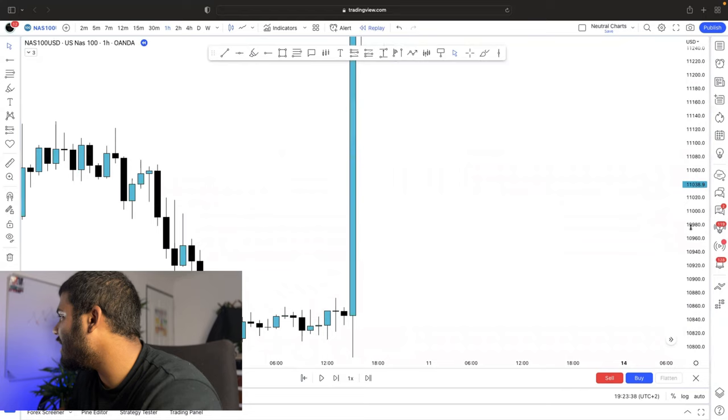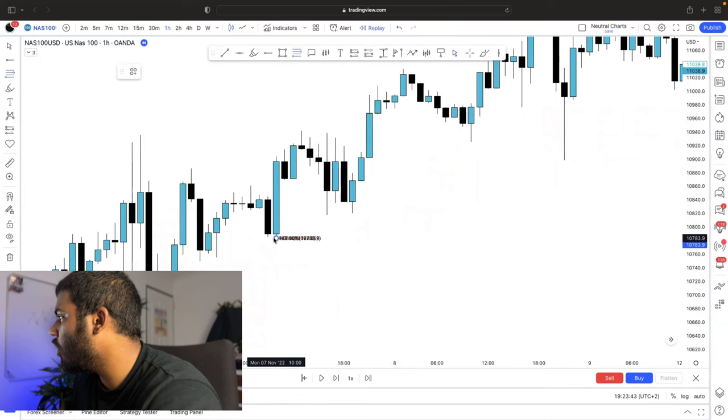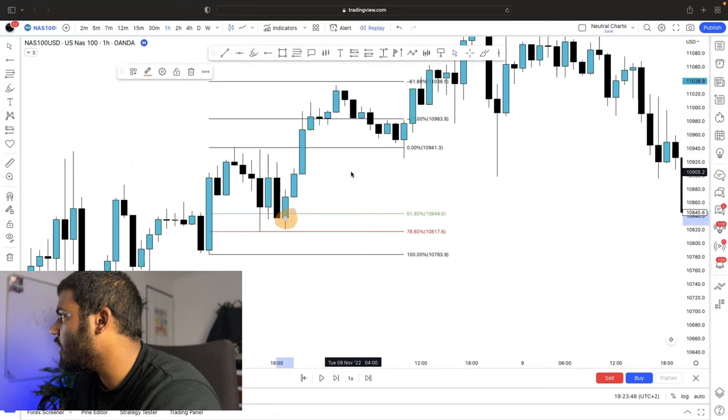Here we go. Here's a beautiful example, low to the high over there. And there we can see there was the entry right over here, and there you go, take profit being hit over there. Now with that being said, guys, it is that easy. Perfect entries over there, guys.